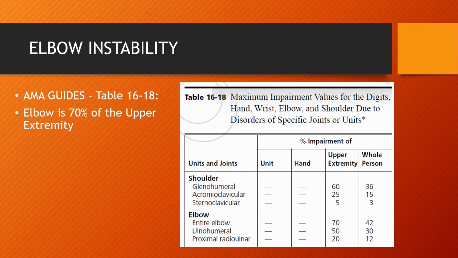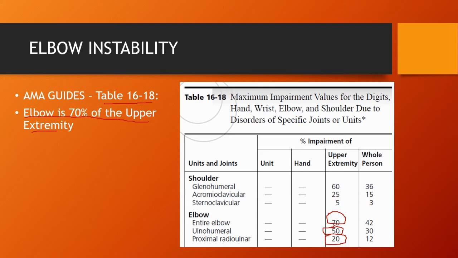Okay, so to understand how the AMA Guides handle the permanent impairment values for these elbow instability syndromes, it's important to know that according to Table 16-18 of the AMA Guides, the elbow comprises 70% of the upper extremity function. So considering the entire elbow, that comprises 70% of upper extremity function, with the ulnohumeral joint comprising 50% of upper extremity function, and the proximal radial ulnar articulation contributing 20% of upper extremity function.